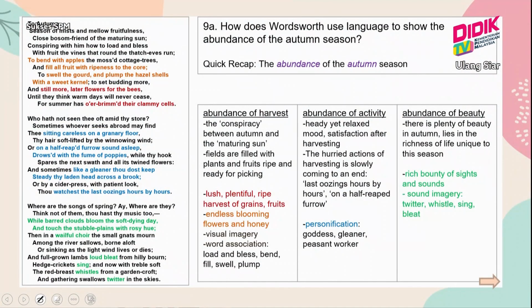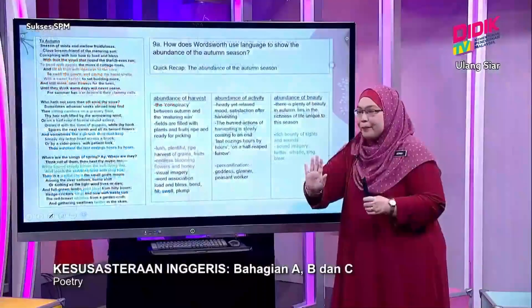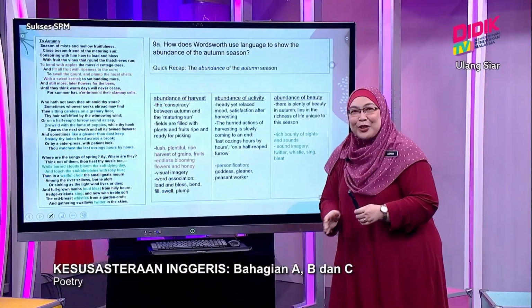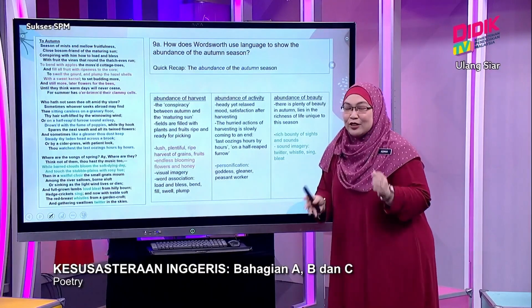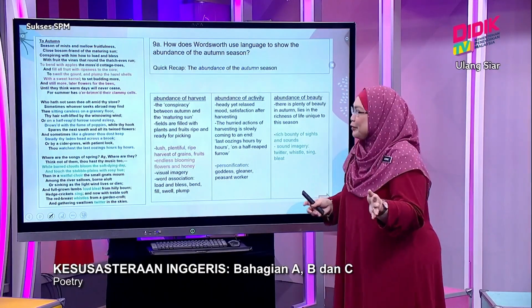An A question there that goes, how does Keats use language, don't forget language use, to show the abundance of the autumn season? So when you open up to section C, poetry, first thing you will see would be the poem itself. The poem's provided, no worries there. What's colored for you today, for you to better understand, that's what's not going to be there. So you really need to know your stuff, okay?